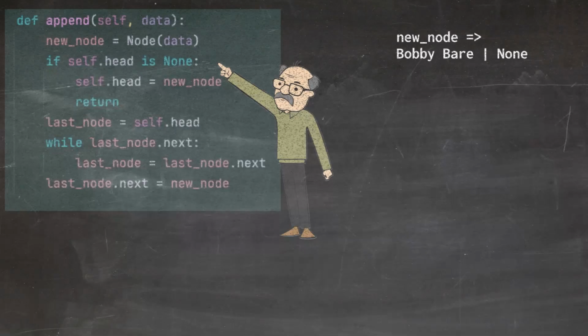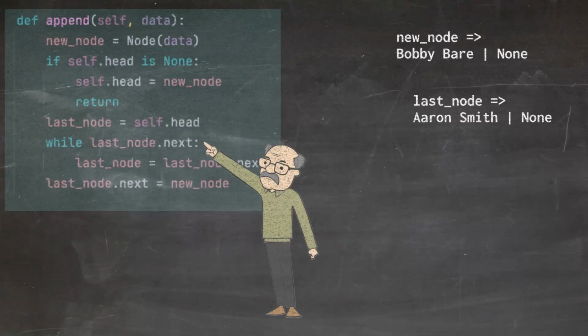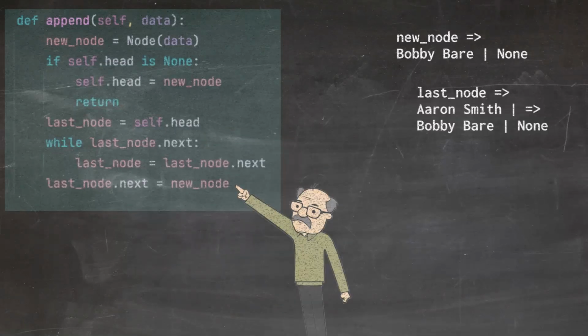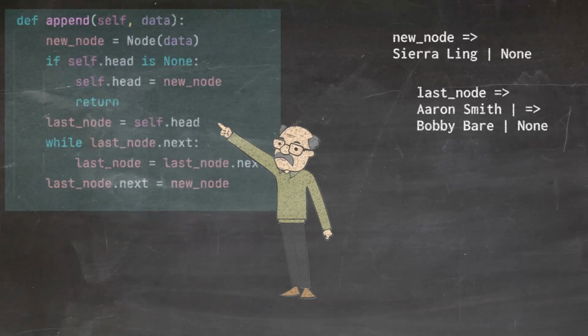When we start running this code, the head is pointing at Aaron Smith. So we skip that first if statement, and then we move to the second part. In our example here, last node is pointing at Aaron Smith, and Aaron Smith doesn't have a next value. So we skip that while loop, and then we update last node next to be equal to the new node.